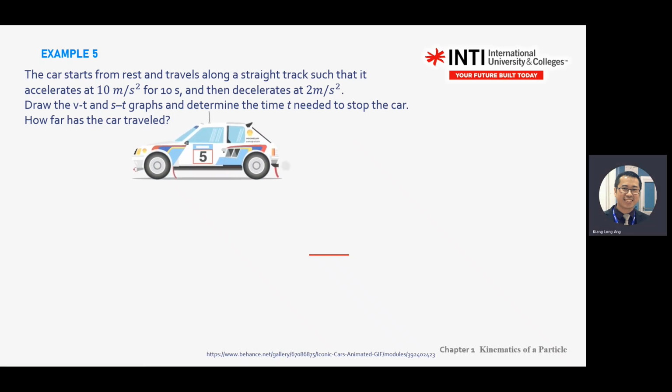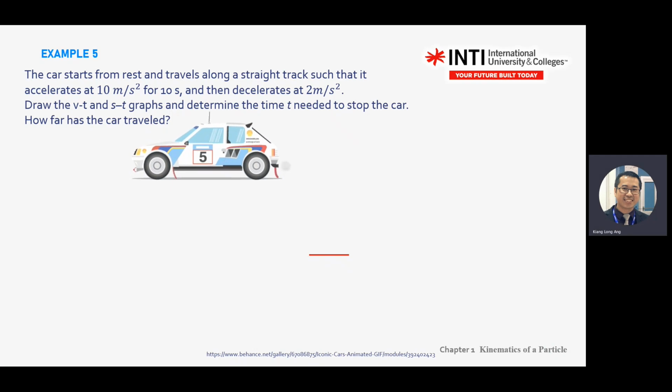Okay, then read again. Accelerate and decelerate. You go to the acceleration graph. Accelerate, you have accelerate 1, you have 10 meter per second square. Second, deceleration. Is that correct? If I write 2 meter per second square, it should be negative. So what does it mean?